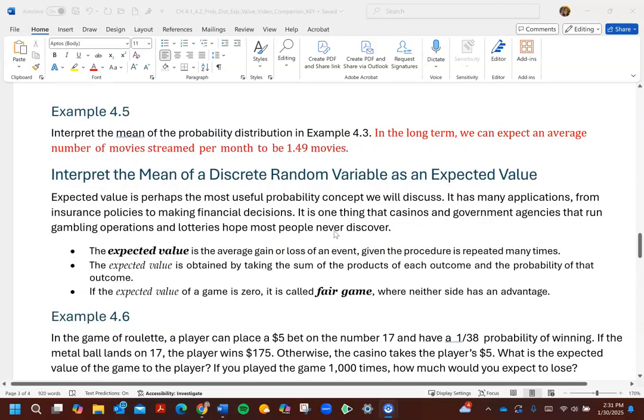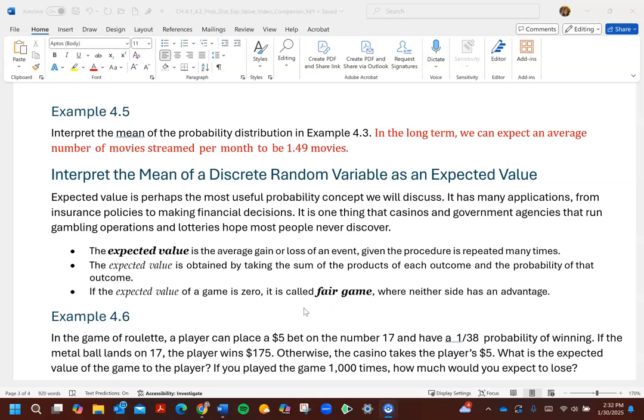Next, we're going to look at expected value. So we want to find the mean and standard deviation of a probability distribution when we're looking at gain or loss of an event. That's what expected value is. It's obtained by taking the sum of the products of each outcome and the probability of that outcome. And another thing to know is expected value. If it is 0 for the game, it's called a fair game where neither side has an advantage.